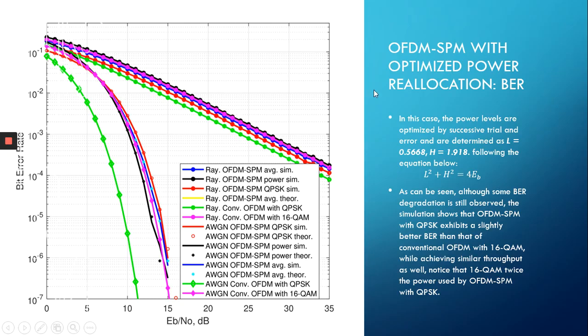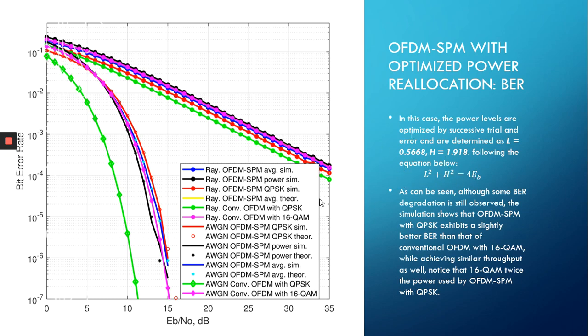So what if we optimize the power reallocation? Let's see how the performance is then. Well, when we optimize the power reallocation, we found the values of L and H to be as follows: L equals 0.5668 and H equals 1.918, according to the constraint below.